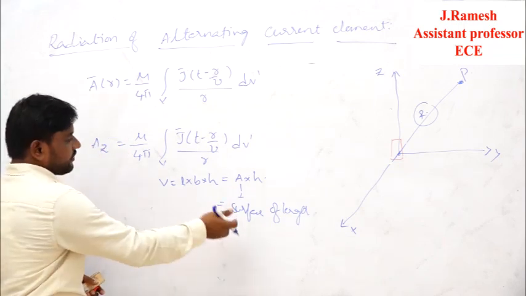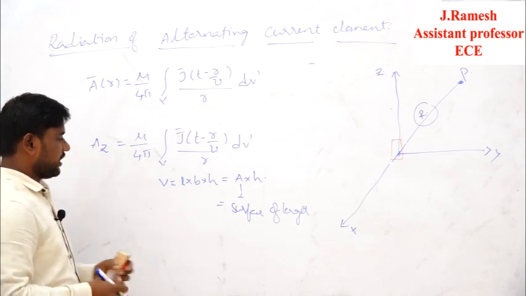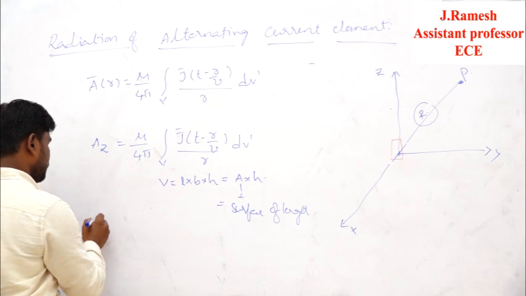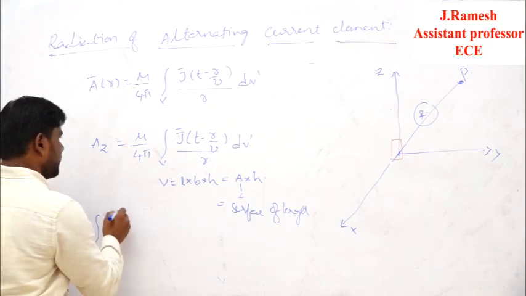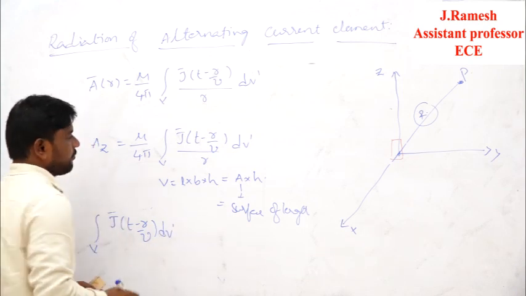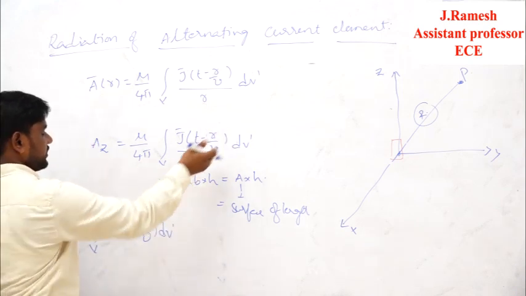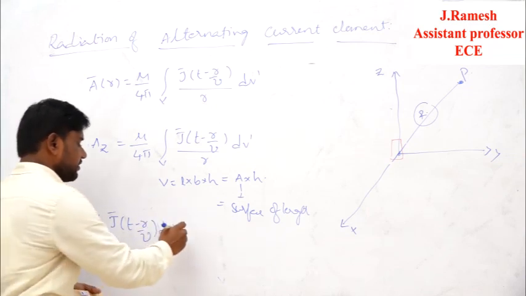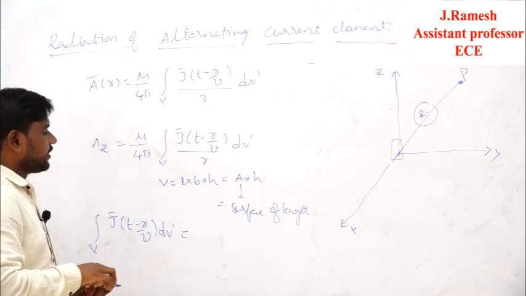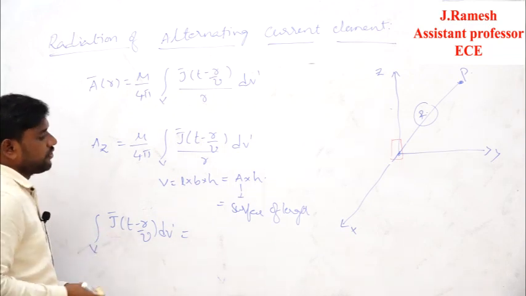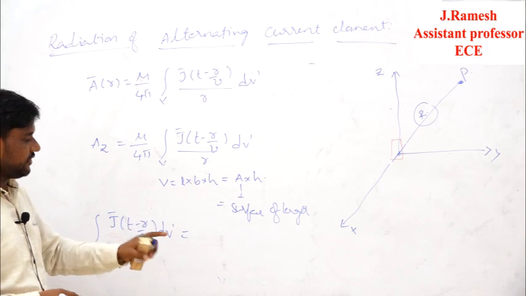So volume is equal to area into length, we all know that. So whenever I am taking this portion only, what is the volume integral? J bar into t minus r by v into dv dash. I am not considering r. Why? Because it is with respect to v only, no problem for the r. So I am just replacing this volume integral in terms of the surface integral of J, and after that I am going to take the integration with respect to length.